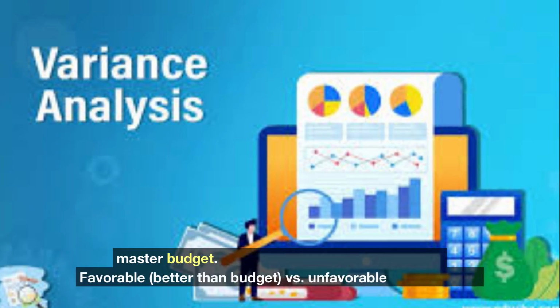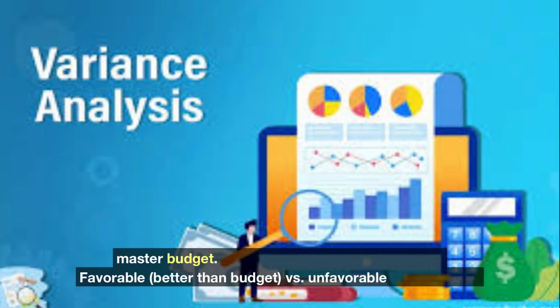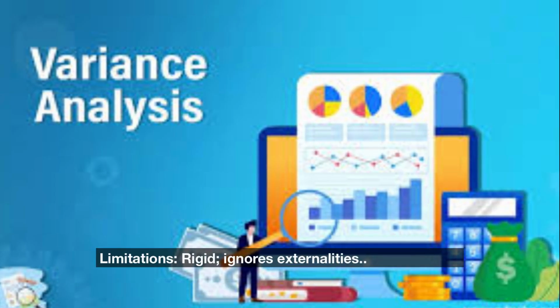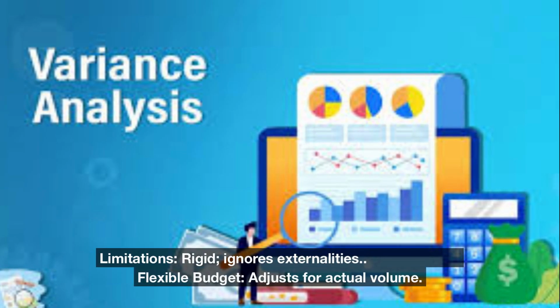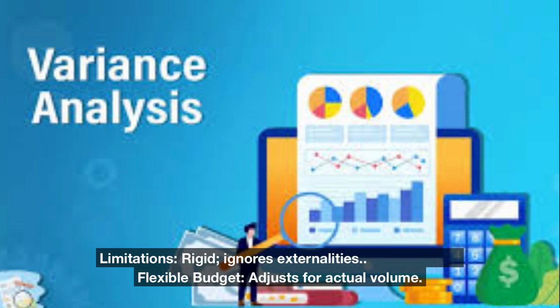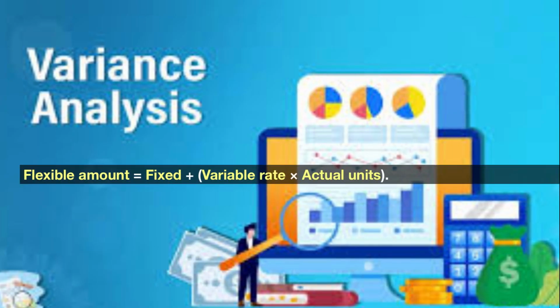If we have a favorable variance, that means we did better than the budget. Unfavorable, the opposite. Now, the limitation of using the static budget is that it's very rigid. So therefore, management develops a flexible budget, which will adjust to the actual volume. To develop a flexible budget is not difficult.